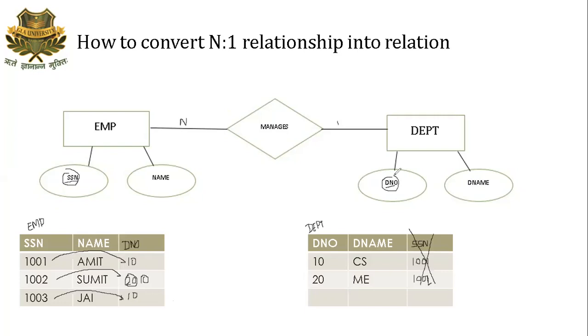Because of this reason, the department number you should add on which side? On the EMP side. So that is the reason, as I told you, where the n is, on that side, the strong entity adds the key attribute of the other relation. So I hope all of you understand how to convert an n-to-1 relationship into a relation, right? Thank you.